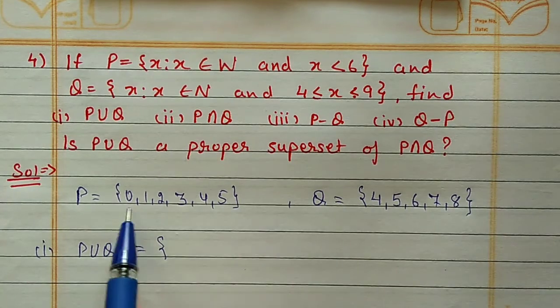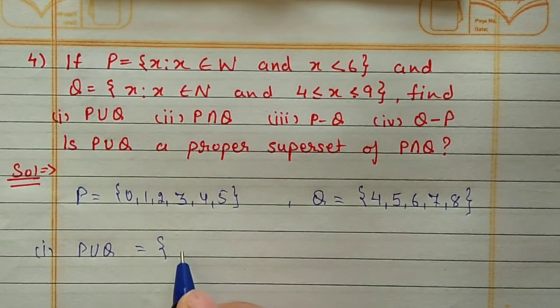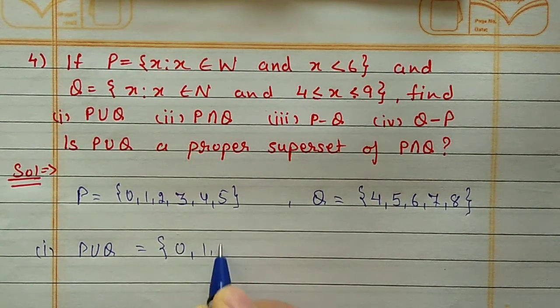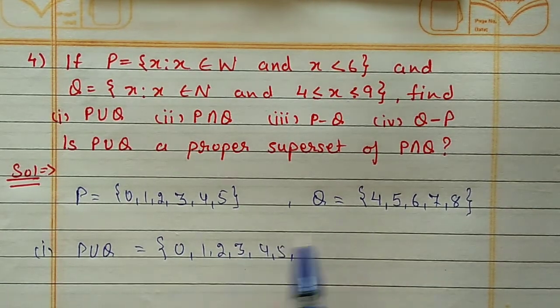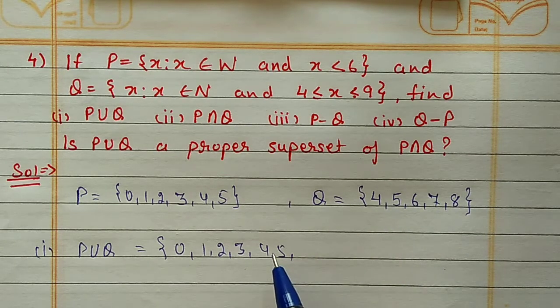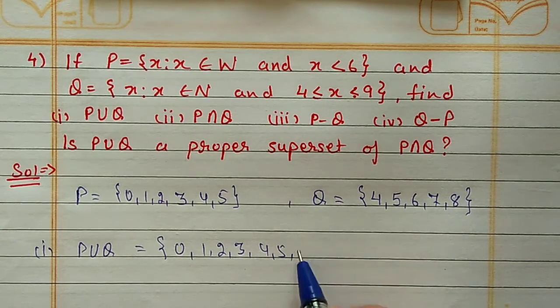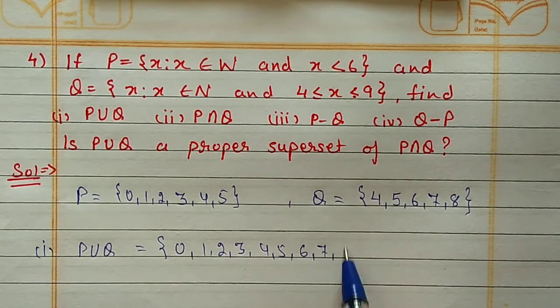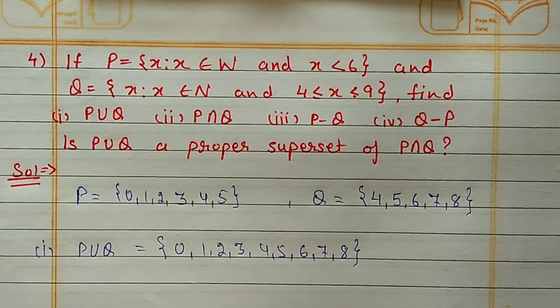Means the combination of P and Q together. So first we will write P: 0, 1, 2, 3, 4 and 5. Now we will start writing the elements of Q. 4 is already repeated, so no need to write. 5 also is repeated, no need to write. So we'll start from 6, 7 and 8.